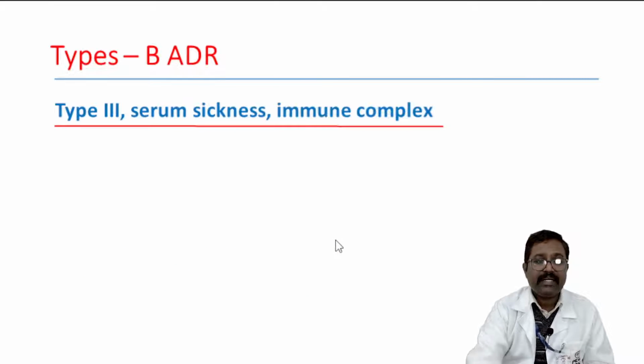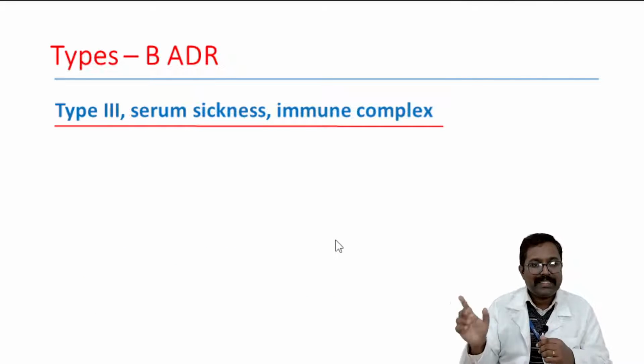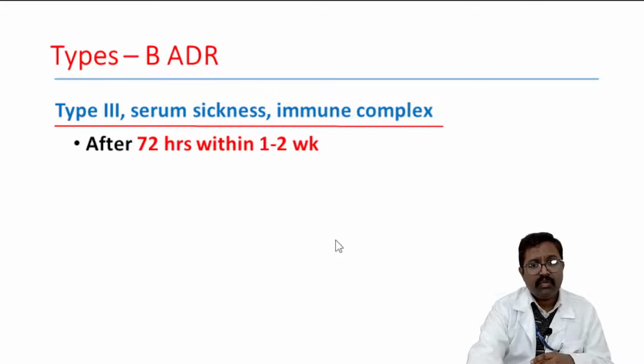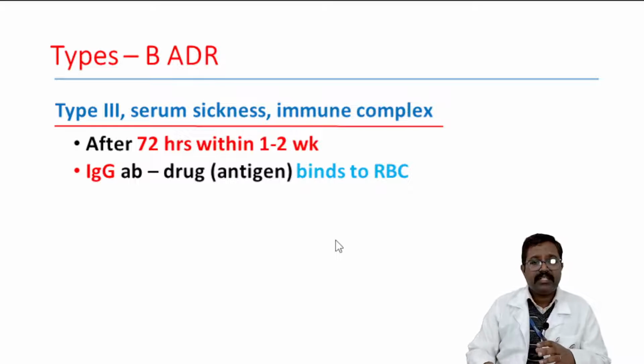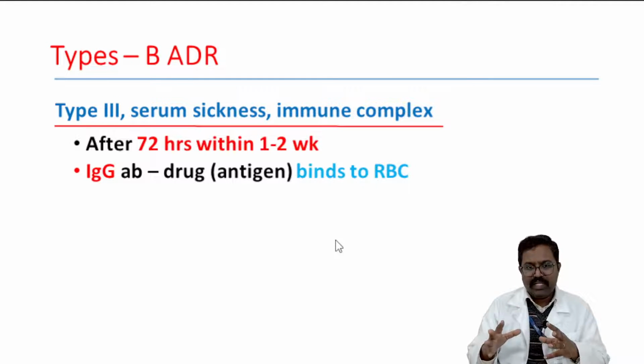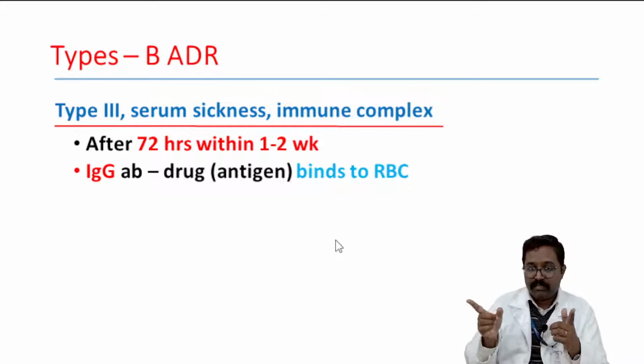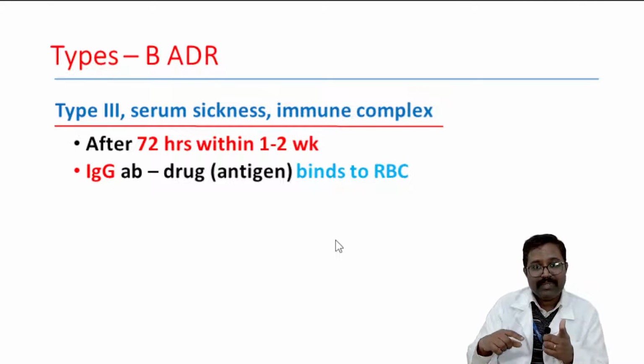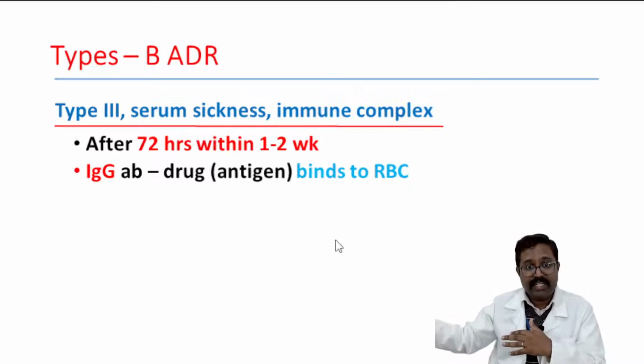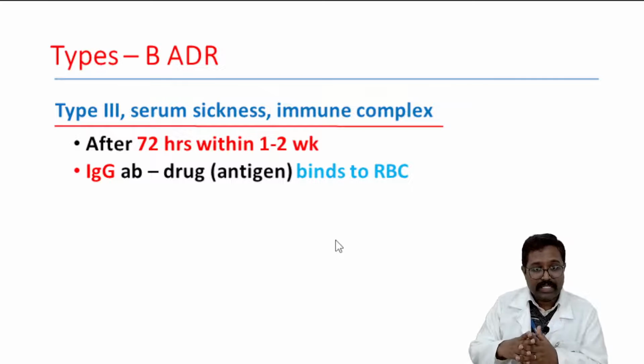Next we come to type 3. Type 3 means C, complement mediated. It's immune complex mediated. Type 2 and type 3 look similar, but there are little differences. Type B occurs within 72 hours, whereas type 3 occurs after 72 hours, but within 1 to 2 weeks.